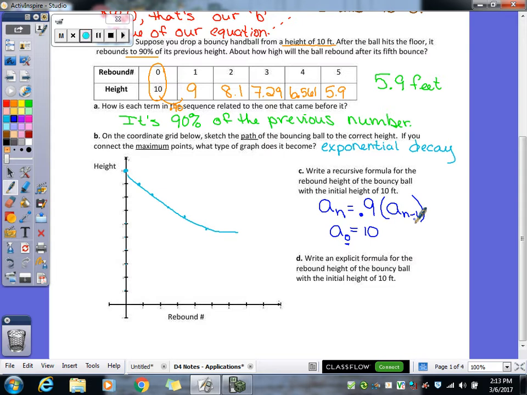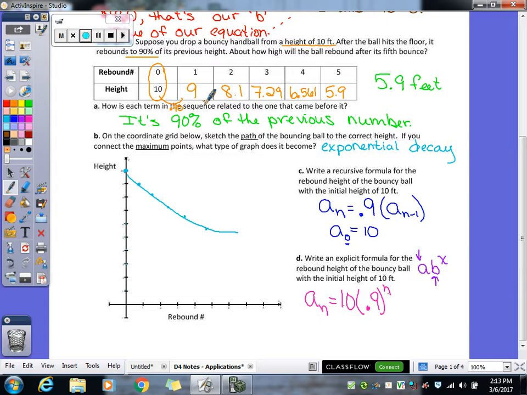For our explicit formula, again, since this one is exponential, I'm thinking to myself, a times b to the x. A is my initial. B would be what I'm multiplying times. So this would be a sub n. And again, it starts at 10, which is our term 0. So we still want to keep the 10 there. And then it's 0.9, and this time it's just going to be to the n power. Because when you plug in your 1, 10 times 0.9, that's how we get our 9 up there.